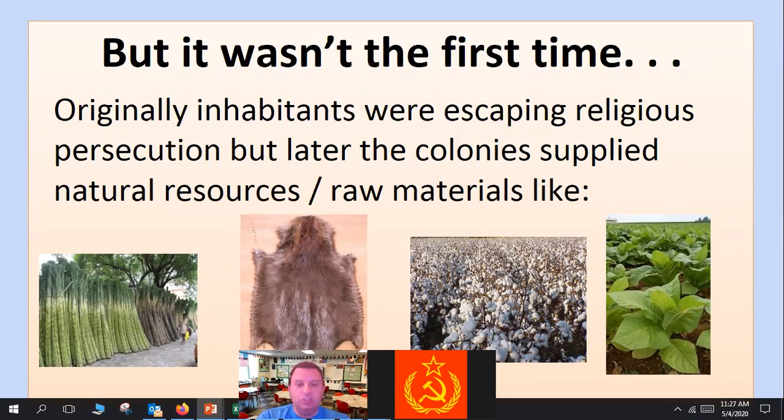During this new era of colonization, we see them thinking about natural resources, like you see pictured here. Jan said the rooster is France. Okay, thank you, Jan.